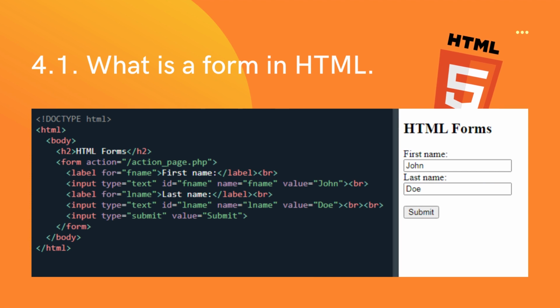What is a form in HTML? A form is a web page component with controls such as text boxes, buttons, checkboxes, a range, or a color picker. The user can interact with such a form by providing data, which can then be sent to the server for further processing. For example, returning the results of a search or calculation.